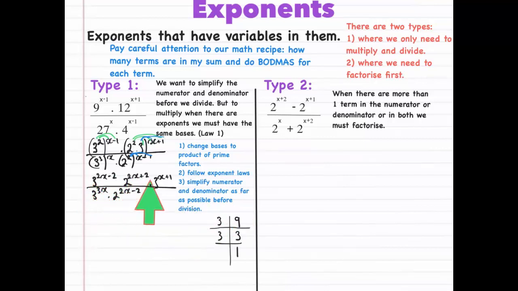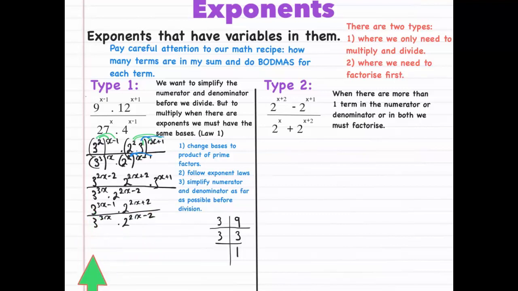Now, here is multiplication. There's a 3, there's a 3. So I can simply write the 3 and then I add the exponents. Now, 2x plus x gives me 3x. And minus 2 plus 1 gives me a minus 1. And then I rewrite everything that remains the same. So there we go. This will be 3 to the power of 3x times 2 to the power of 2x minus 2. And now I have only division left because I simplified the numerator and denominator as far as possible.